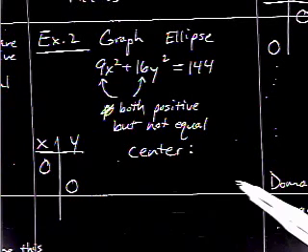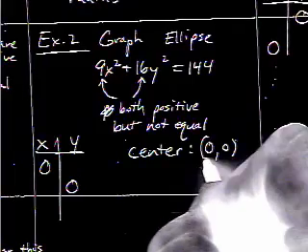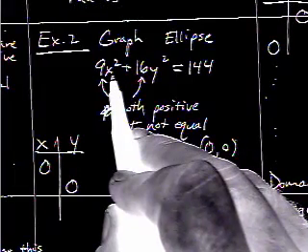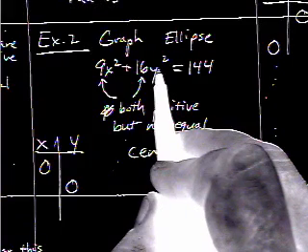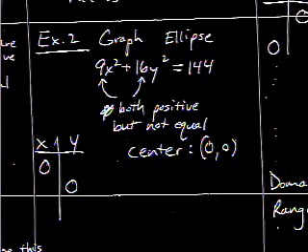You're going to notice that the coefficients of the squared terms are still both positive, like the circle, but they are different. And being different causes the shape to change. So it's no longer a circle. One of the axes is going to be longer than the other. Now, I can tell you from looking at this that the center is still 0, 0. There's nothing being added or subtracted before it gets squared for the x or the y. So, still 0, 0 for your center.